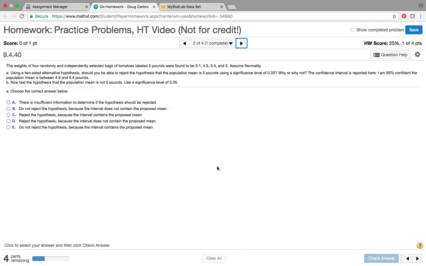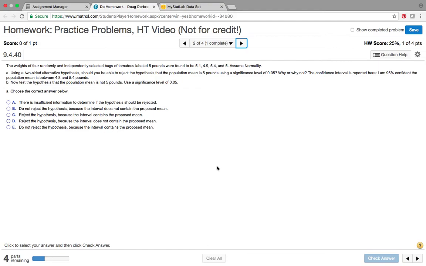Next question. The weights of 4 randomly and independently selected bags of tomatoes labeled 5 pounds were found to be 5.1, 4.9, 5.4, and 5. Using a two-sided alternative hypothesis, should you be able to reject the hypothesis that the population mean is 5 pounds? Why or why not? The confidence interval is reported here. I'm 95% confident between 4.8 and 5.4.